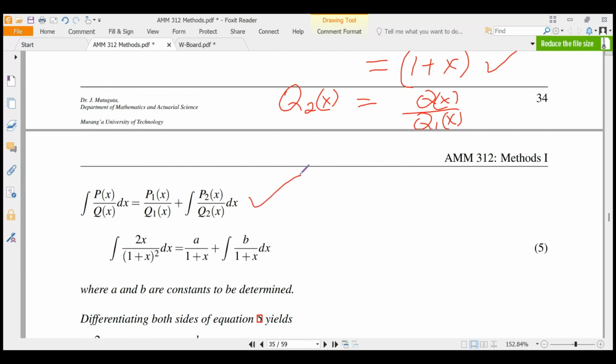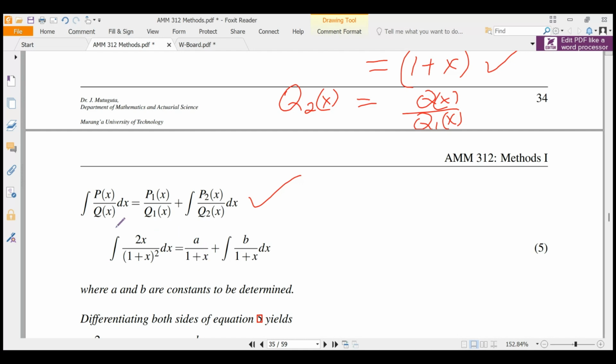p1 should be a polynomial which is 1 degree less than q1. Since q1 is 1 plus x, which is a degree 1 polynomial, then p1 is a constant. Similarly, p2 should be 1 degree less than q2. Since q2 is 1 plus x, which is a degree 1 polynomial, then p2 is a constant. So a and b here are constants which we need to determine. So the problem is, how do we determine the constants a and b?